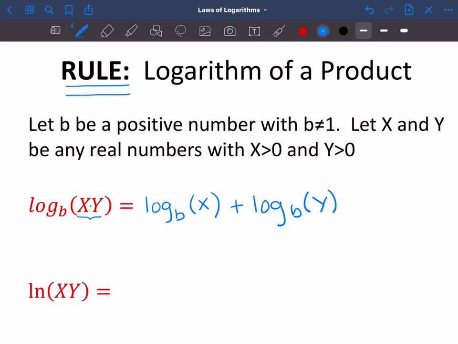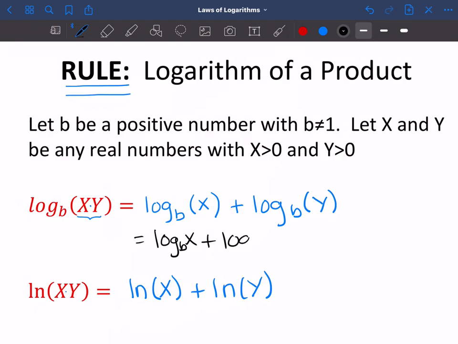The same is going to hold true for the natural log. So here again we have the natural log of the product xy. We can expand this by writing the ln of x plus the ln of y. Now I've used parentheses to show the input for the log. You don't have to have the parentheses here. For the first one, you could just write log base b of x plus log base b of y. And the same is true for the ln. You could write the ln of x plus the ln of y.